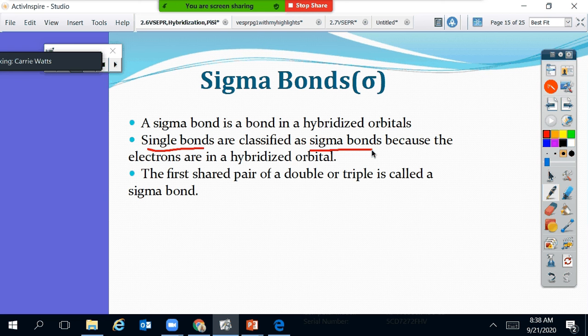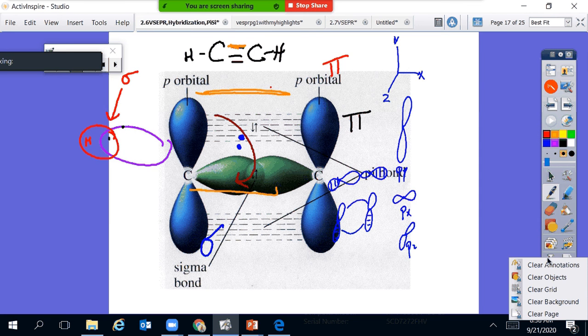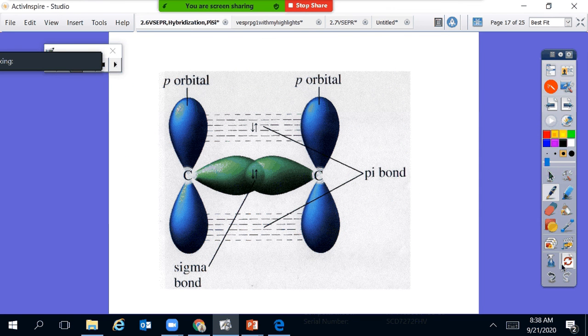So if you have a hybridized orbital, I'm going to show you a picture. Actually, I'm going to show you a picture right here. Here is a carbon bond. Actually, this is going to be ethene, okay, which is a triple bond.